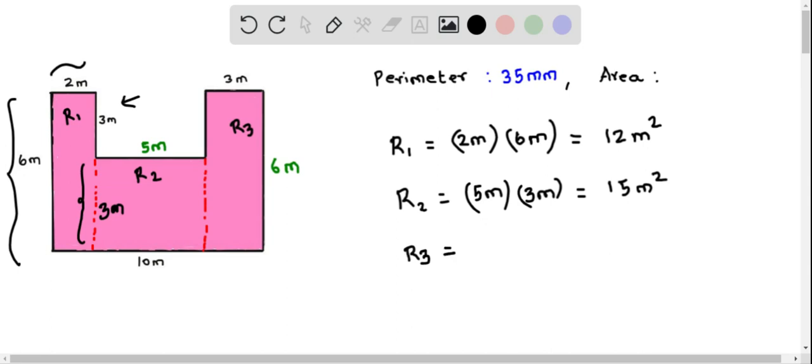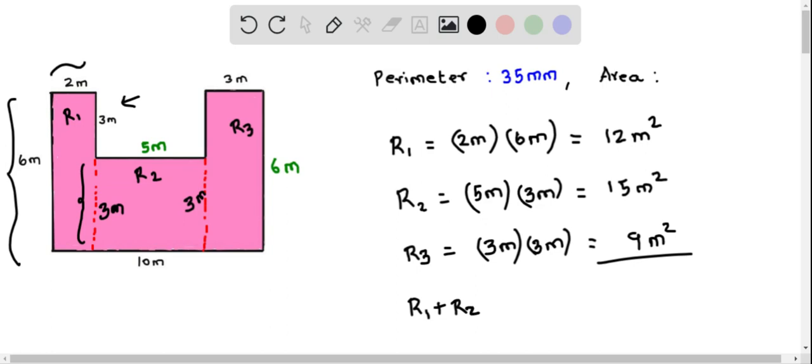Now let's calculate the area of rectangle 3. For that, once again, the side length is 3 meter, and the width of this rectangle is 3 meter. So we can calculate its area, that is 3 meter times 3 meter, and this gives 9 meter square. So finally, the area of this irregular shape is R1 plus R2 plus R3, the area of the three rectangles, and this gives 12 plus 15 is 27.